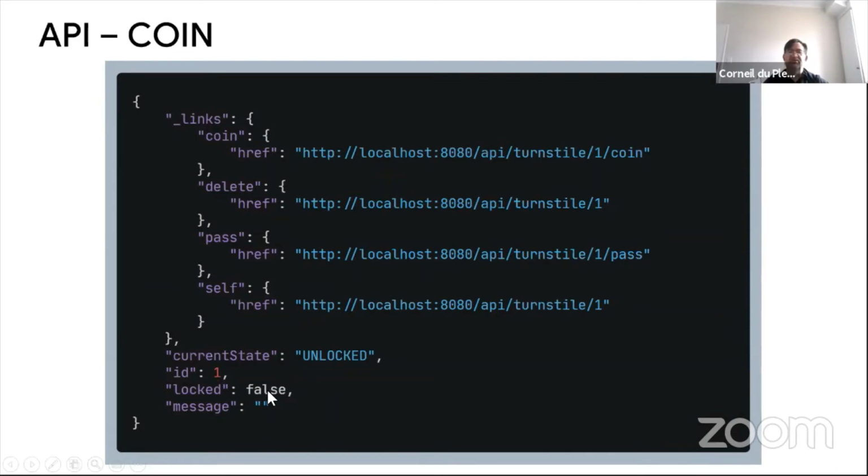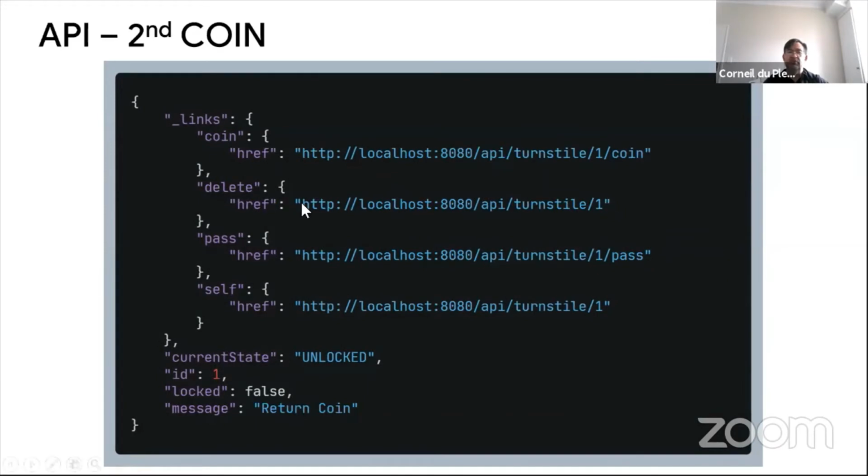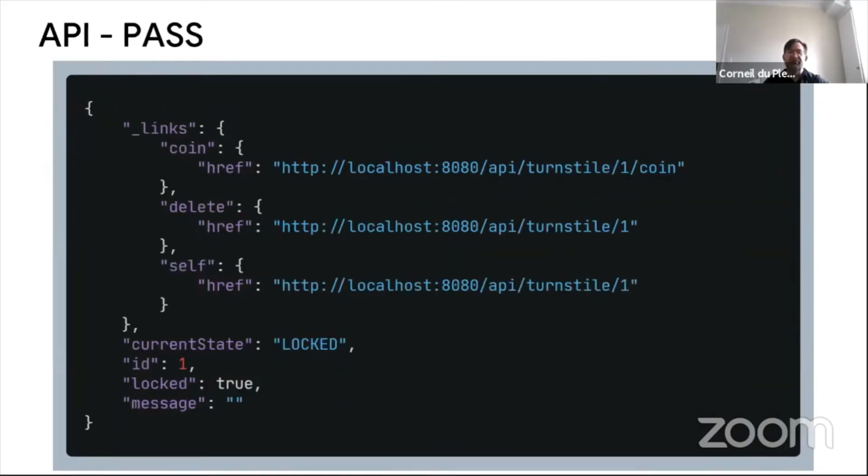So the front end can represent this, and because pass is available, it enables the pass option. When I send it another coin event, the state hasn't changed, but you see a message has appeared, return coin. And that is how I'm telling the front end what to show and what to do. If I send it a pass event, then it goes back to locked state, which is what we expected. And now it looks pretty much like when we created it.